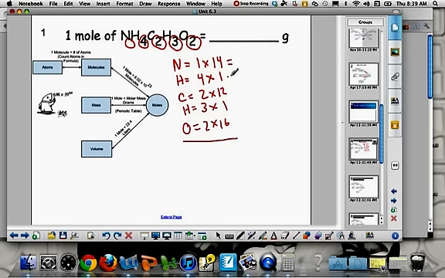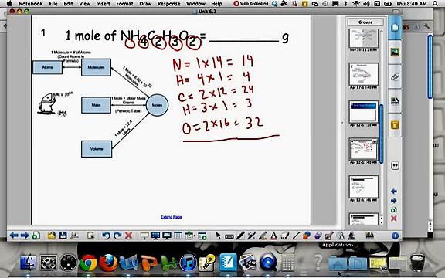Now we want to do these calculations. So I'm going to just add all these up here. We're going to multiply all these up and then add it up to get my sum, to get my grams. I have 1 times 14, that's 14. 4 times 1, I got 4. 2 times 12, that's 24. 3 times 1, I got 3. 2 times 16, that's 32.